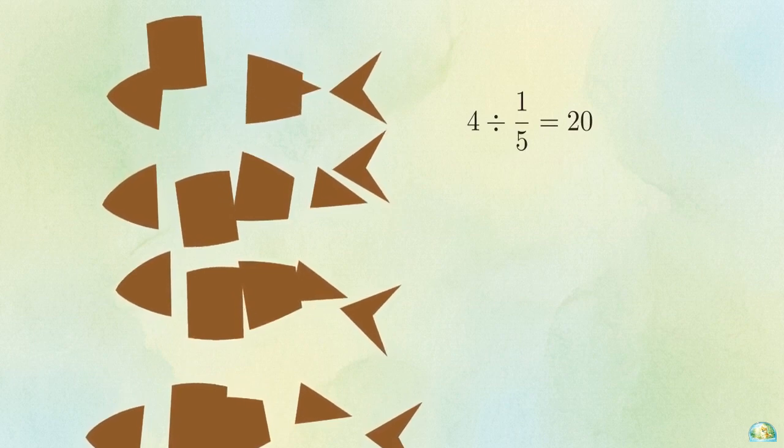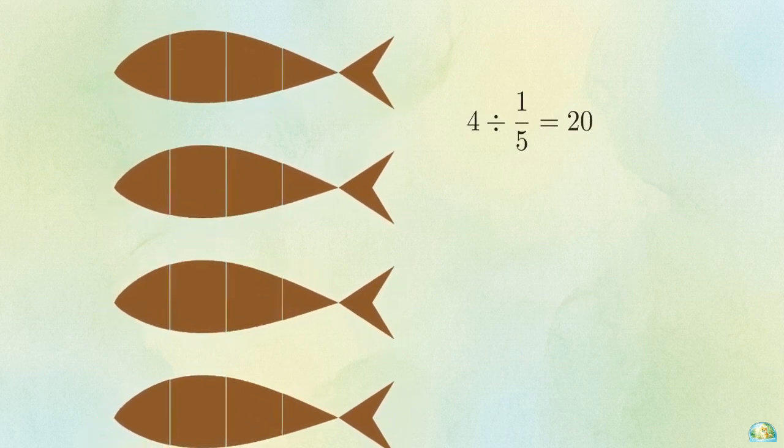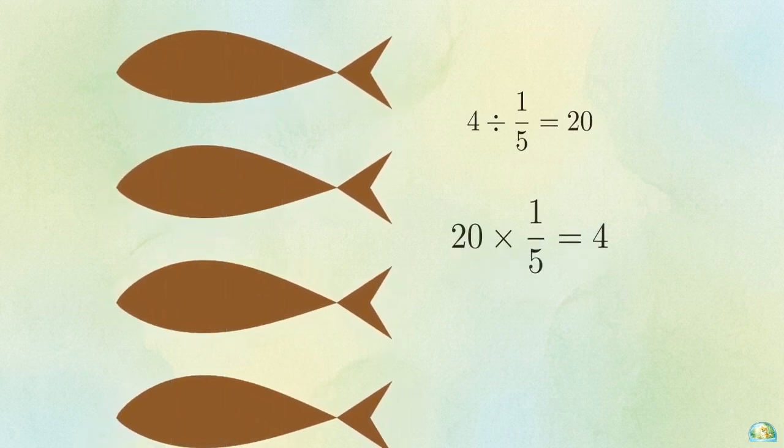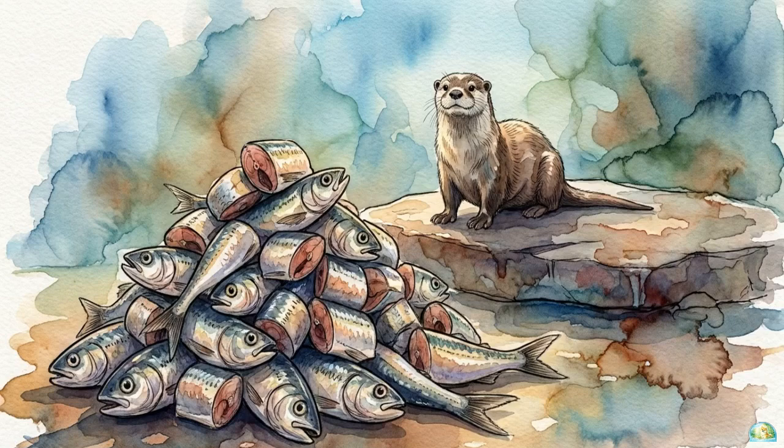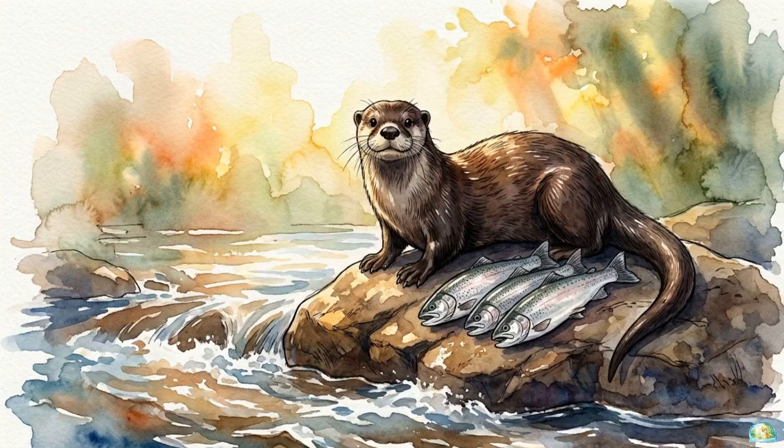The 20 individual pieces recombine into the 4 original whole fish. 20 times 1/5 is 4. Dividing a whole number by a unit fraction is the act of measuring how many small pieces fit inside. It always results in a larger quantity of pieces. Let's apply this to a real-time feeding line.